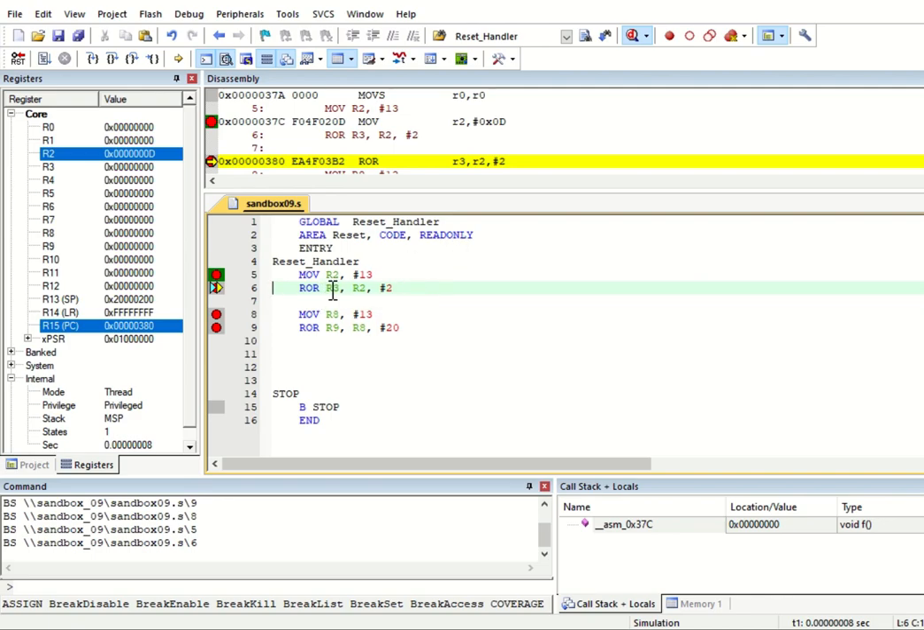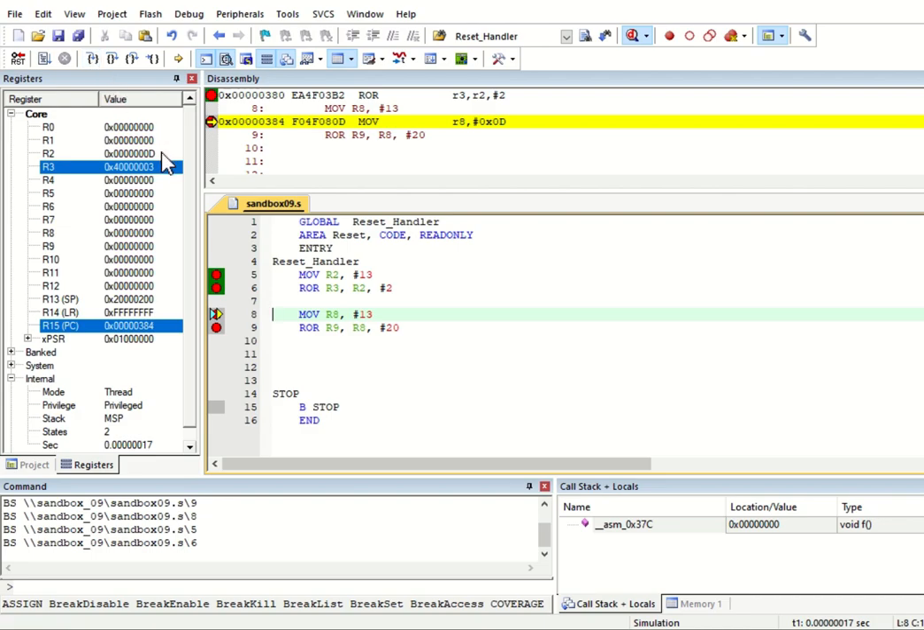We have the destination register first, then the register that we want to work on, and finally the amount of rotation. So again, we want to rotate R2 by 2 bits and store the result in R3. And the direction of rotation is right, because it's ROR, rotate right. So let's go ahead and see what we get. D, or 13 in decimal, became 4 and 3, right? Those are the most and the least significant digits. Why did D become 4 and 3?